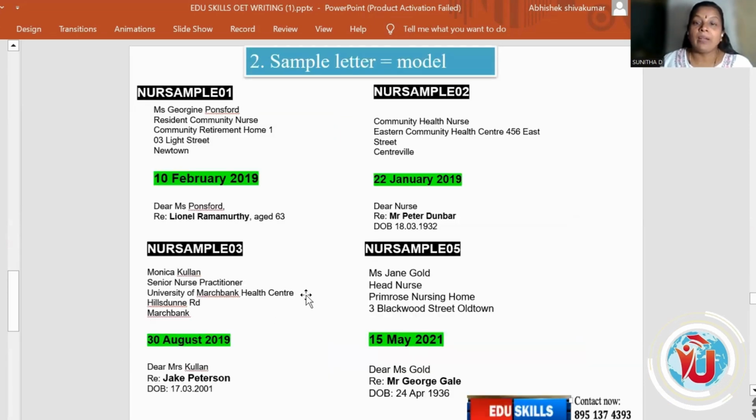This is the format we have taken from the OET official website, and thank you OET for using this material. Here, on the official website, it is mentioned 10th February 2019. And sample 2 is 22 January 2009. In the four letter formats also, they mention the same format while writing the date. This is how we get clarity on how to write the date.